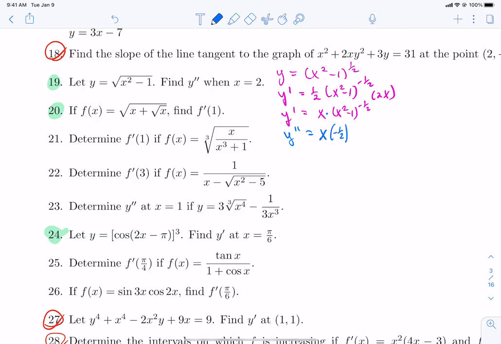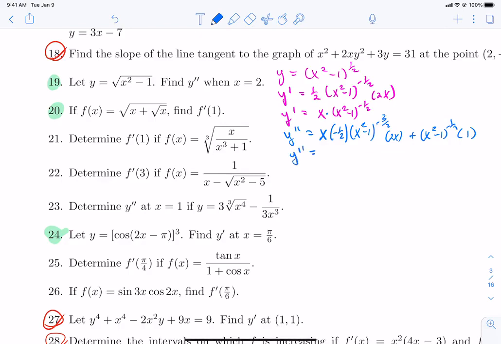So that negative 1/2 drops down. Leave the stuff alone. Power goes down by 1. Multiply by the derivative of the inside. Then plus the second times the derivative of the first. And the derivative of x is just 1. Now remember, we have to plug in 2.